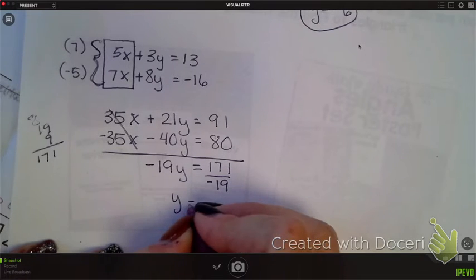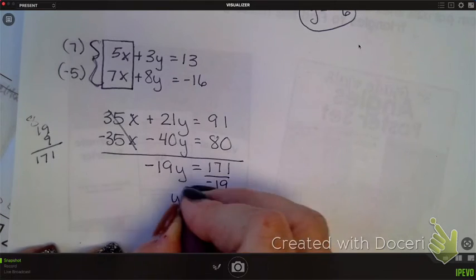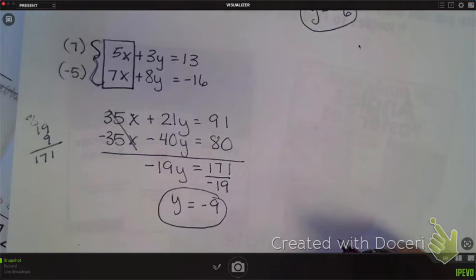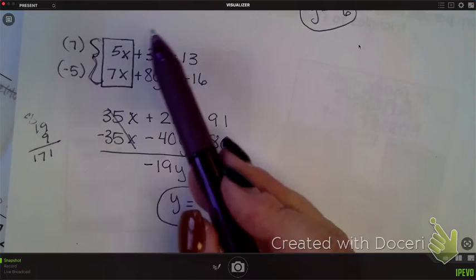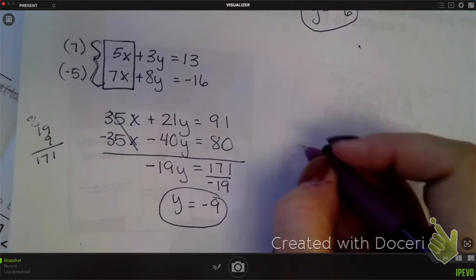So y equals what? Negative 9. So y equals negative 9, now what do I do? Put it in one of the equations. Put it in the original, because if you don't, you get bigger numbers. I'm picking the first one because it's a smaller number. Does it matter? No, it absolutely doesn't matter.